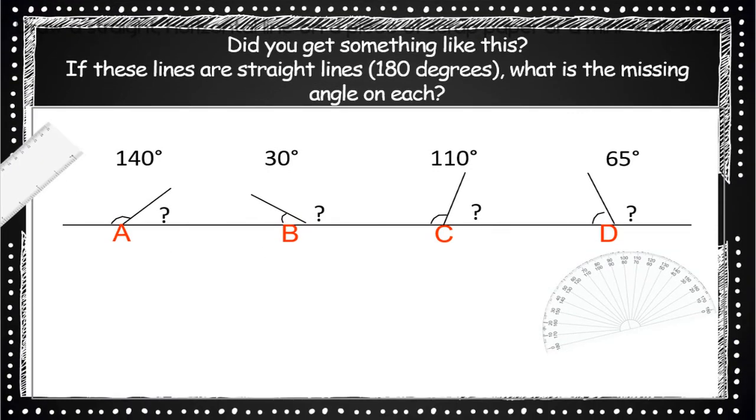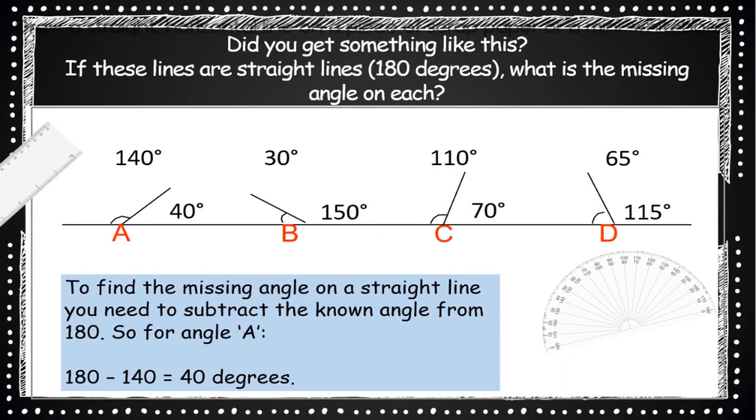Right, let's see how close you got. So this is what the angles should look like. I wonder if any of you got near. Remembering that there is 180 degrees on a straight line, can you find the missing angle at each question mark? Pause the video and write down the answers for A, B, C, and D.